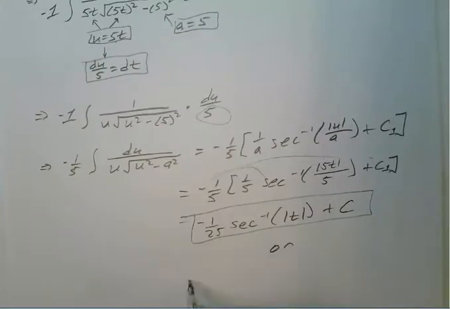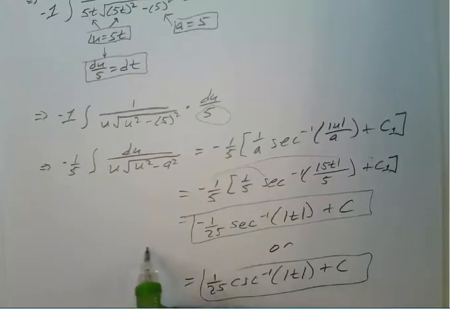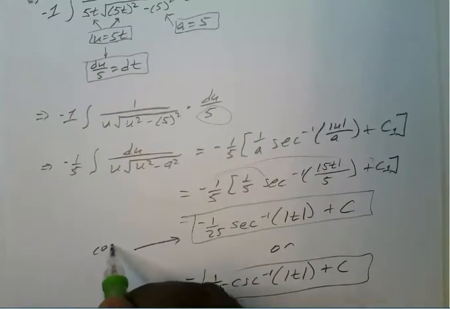Once again, you can change the sign. This is negative, so we'll make this positive. 1 over 25 cosecant inverse of the absolute value of t plus c. And again, that's the most common.